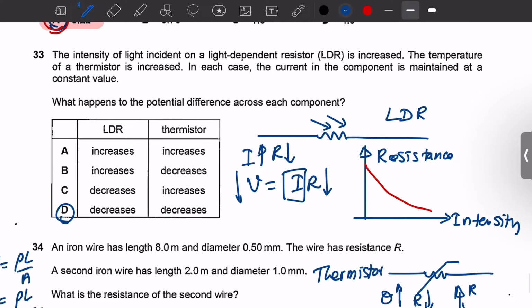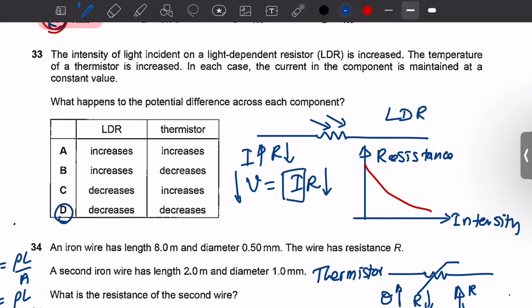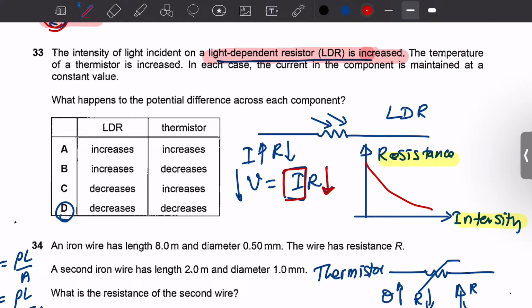Question 33 says there's an LDR and light intensity is increased. Okay, light intensity is increased. So what do we know about LDRs? We know when the light intensity increases, the resistance of an LDR decreases, but they tell us that we keep the current constant. So it means the resistance decreases when the intensity increases, and current does not change. So voltage across that one has to decrease, right, in a potential divider circuit.